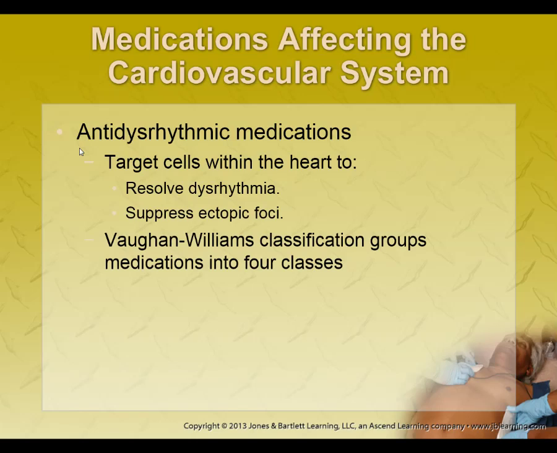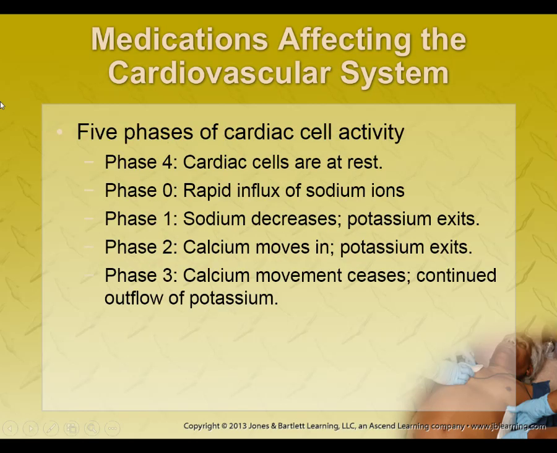Antidysrhythmic medications. Those are to help the heart maintain a better rhythm. Sometimes people have AFib, atrial fibrillation, or frequent PVCs or supraventricular tachycardia, and we give these medications because they target specific cells within the heart that help convert the rhythm and help them have appropriate contraction of the heart to change that rhythm back to what it should be. So there are 5 classes of cardiac cell activity.